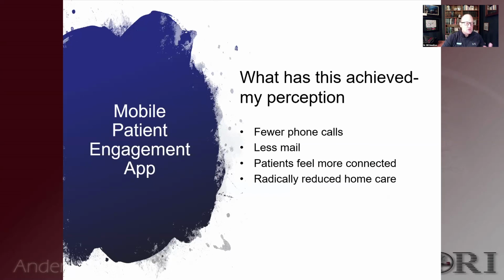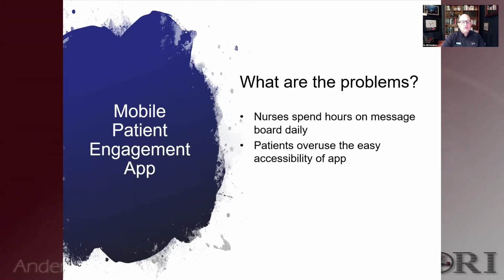So what has using an app like this achieved? I think there are fewer phone calls. I think there's overall less mail because we don't have to send follow-up appointments. We can communicate without having to use snail mail. I think the patients in a way do feel more connected. For us, it allowed us to get rid of home care for the most part. I don't think you necessarily need an app like this to get rid of home care, but for us, it was the avenue to do so.